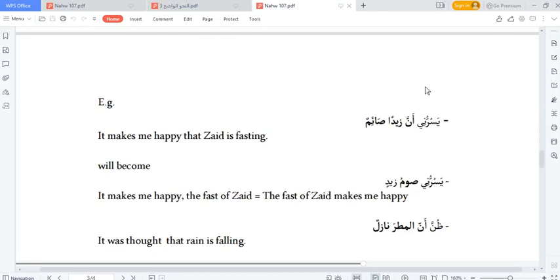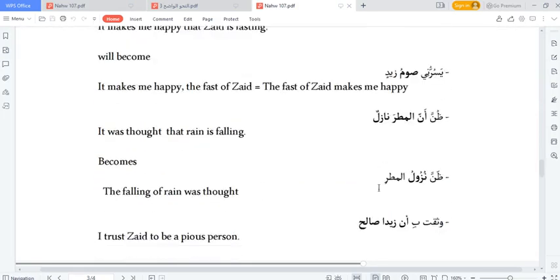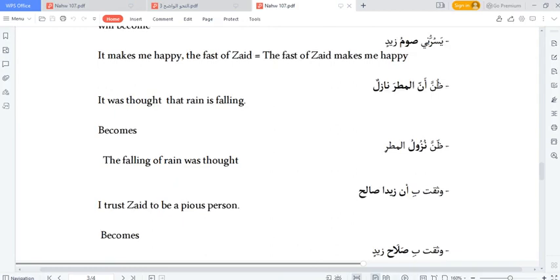We now remove anna and sa'imun. So this we have here. It will become yasuruni sawmu zaidin. You can see, yasuruni anna zaidan sa'imun, it makes me happy that Zaid is fasting, will now become what? Yasuruni sawmu zaidin. It makes me happy the fast of Zaid, or the fast of Zaid makes me happy. They are more like the same thing in meaning. I hope you get. Now, moving on.